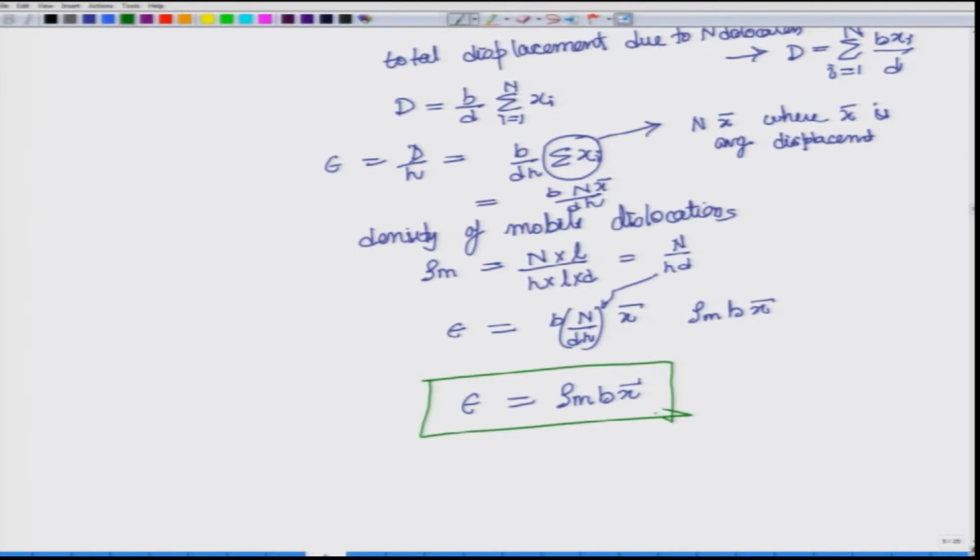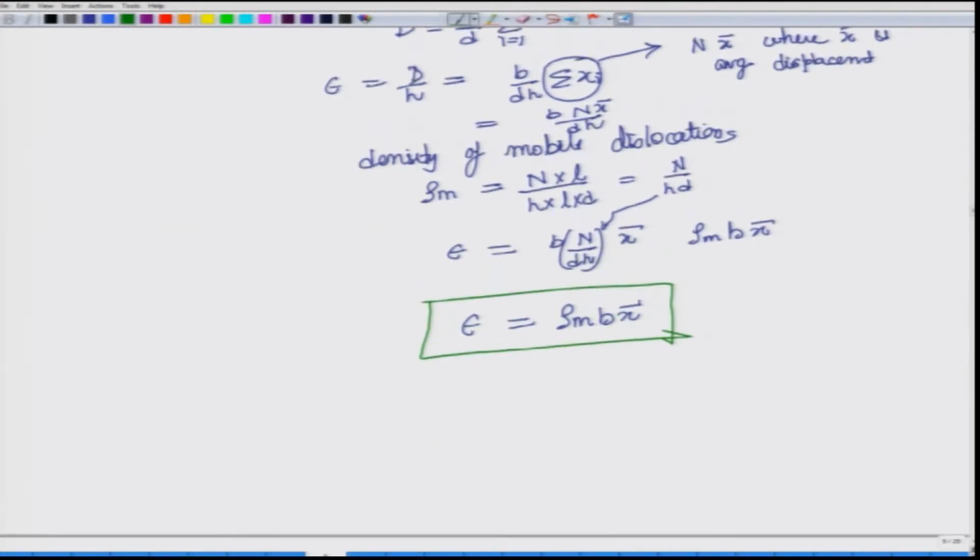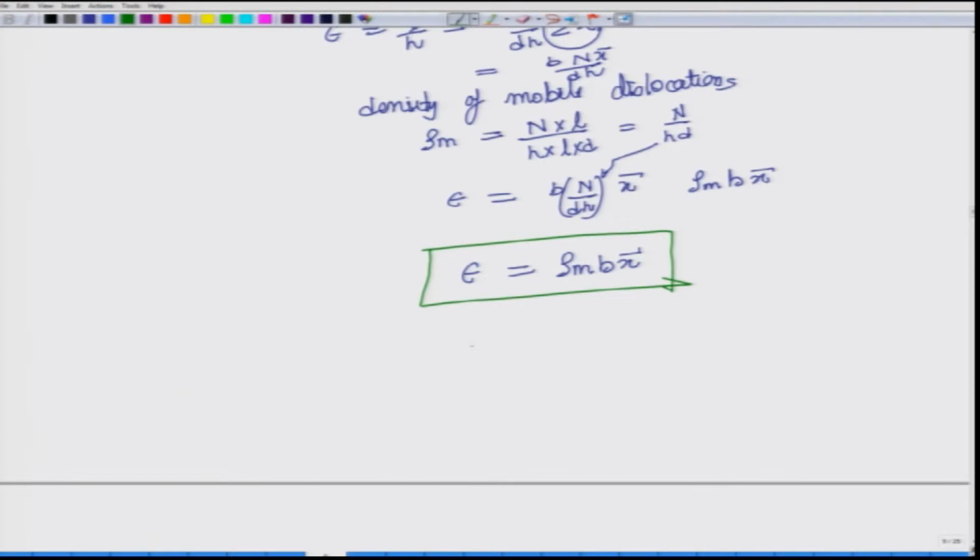And what will be the strain rate? If we take the derivative of this with respect to time, we can get the strain rate. So, strain rate can be written as... and on the other side, the term for which we can take the derivative with respect to time is x bar, which will become v bar, the average velocity.